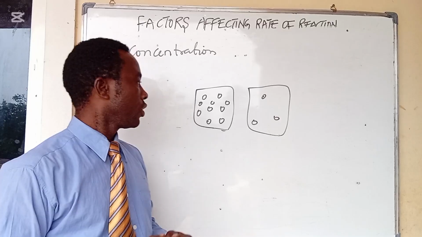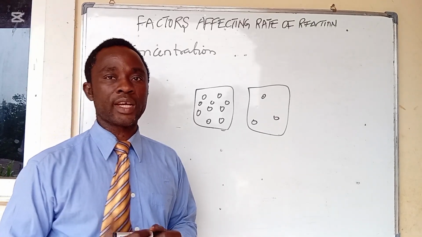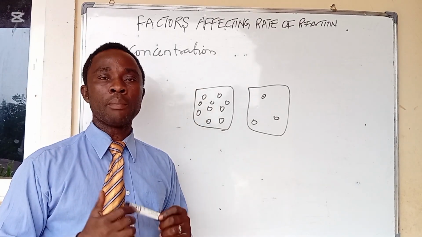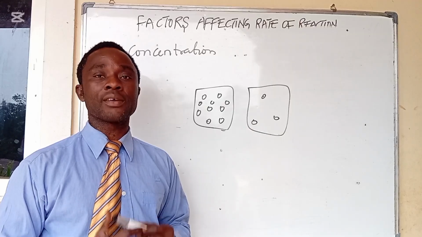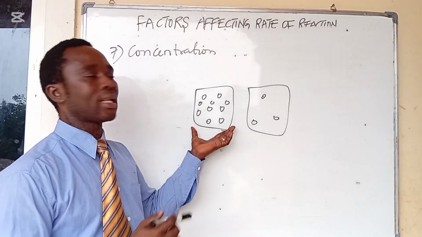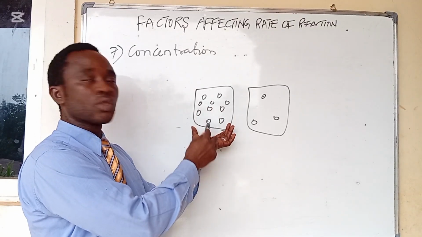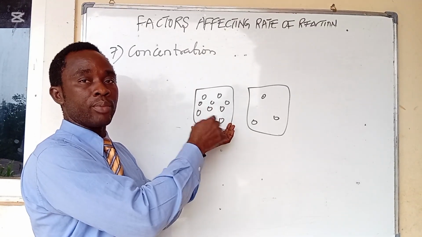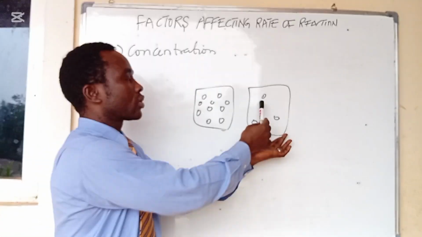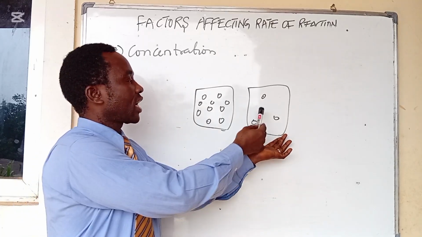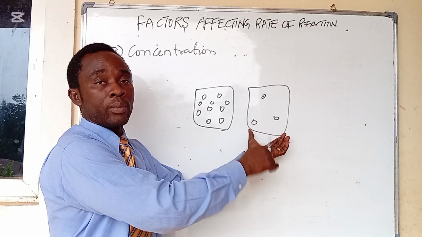So the seventh factor that affects the rate of reaction is concentration. The more the concentration of the reactant, the more the number of collisions, and the faster the rate of reaction. If you look at this, you find out that the reactant here, their molecules are concentrated, so there will be more chance that collisions will be more frequent. Why this one? The particles are not concentrated, because we have very few particles, so the chances for collision will be smaller here, and therefore the rate of reaction here will be smaller.